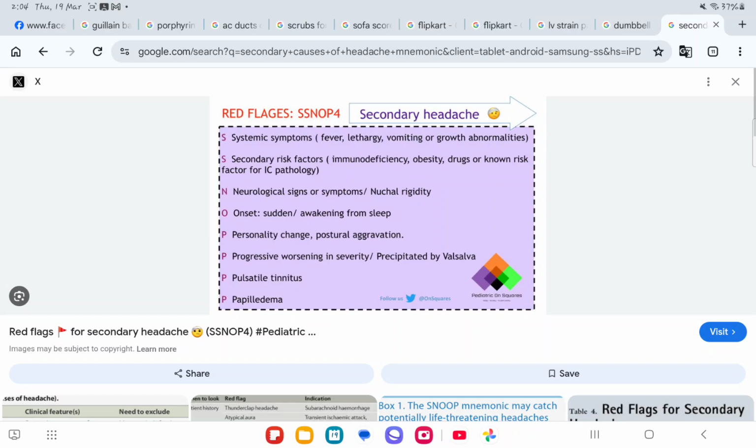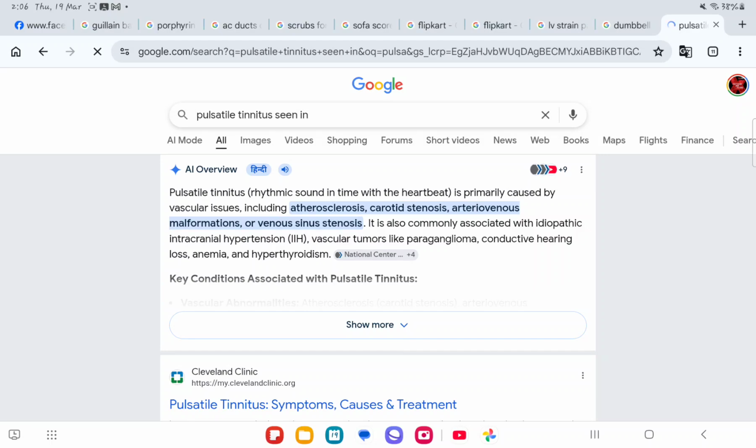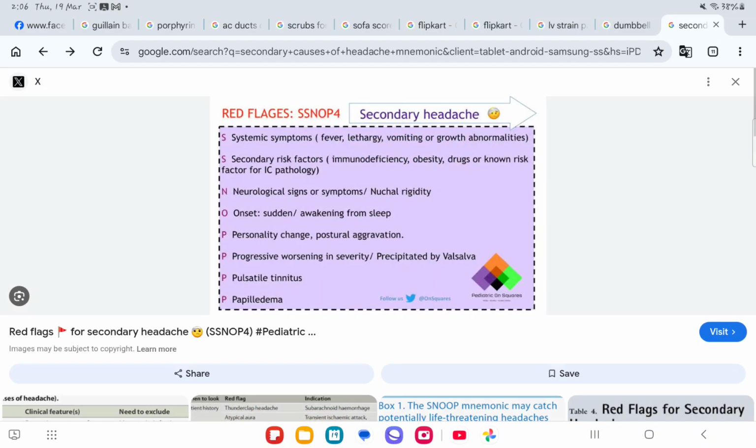Then progressively worsening in severity implies that the bleed is worsening. Then precipitated by Valsalva. Precipitated by Valsalva indicates your venous headache or a Chiari malformation headache. Then there is pulsatile tinnitus. Pulsatile tinnitus is seen in arterial malformation or venous sinus thrombosis, like carotid stenosis, atherosclerosis. Then there is papilledema. Papilledema means raised ICP.